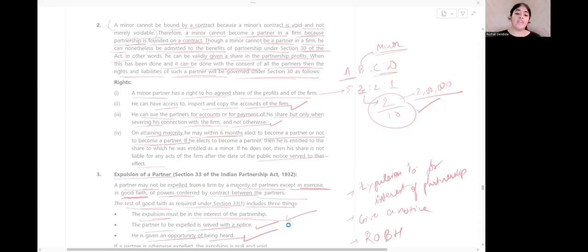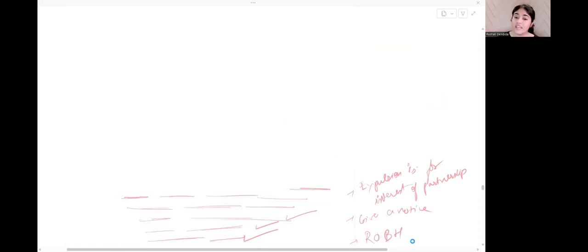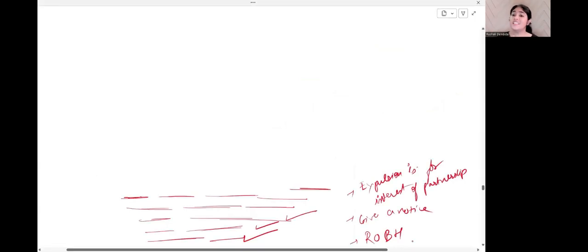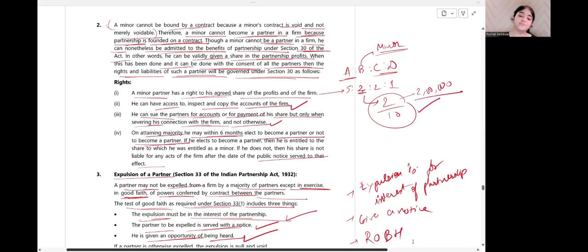Now, if a partner is otherwise expelled, the expulsion is null and void. If you're not doing this in good faith, you're just removing the partner without any good reason, no majority is there, and you're just doing it because you have a jealousy with that partner, or that partner did not come to the office on time. For these small reasons, you can't remove. If it is for the benefit of the firm, you have to give a notice to the partner and also give him a chance to explain himself.